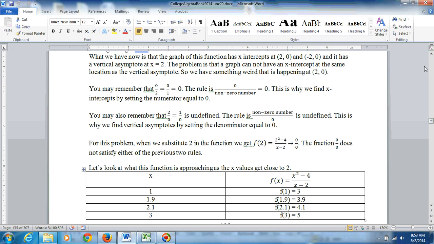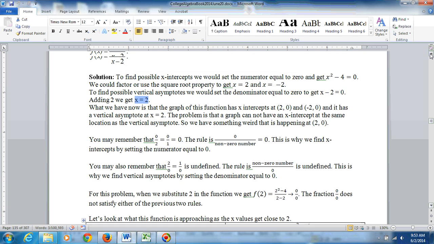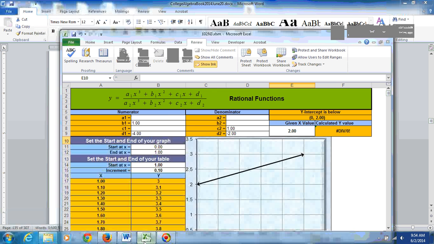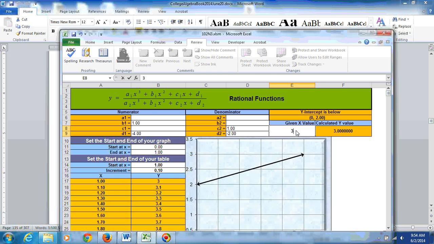Now what we can do is try this in Excel. I'll put the coefficients into the rational sheet, x squared minus 4 over x minus 2. If I put 2 exactly in, I get this little statement here: division by 0, so it can't tell me what it is. But if I try a number close to 2, and here's 1, that's not real close to 2. And here's 3, that's not real close to 2 either, but I get 5.